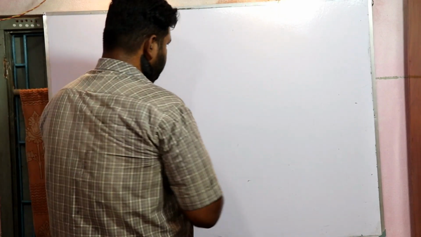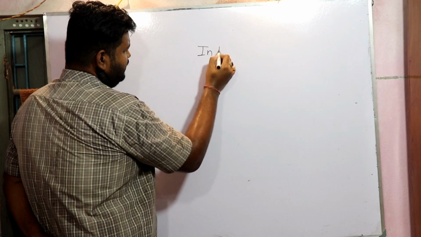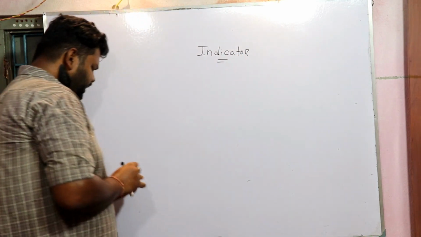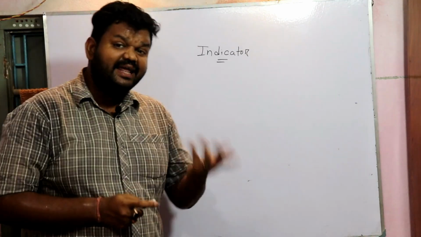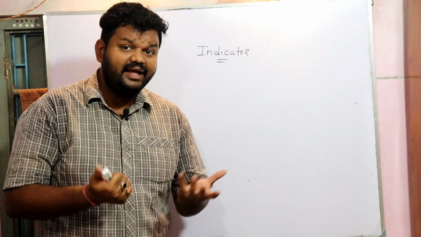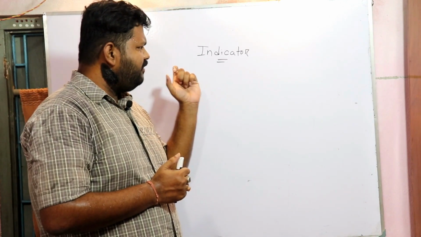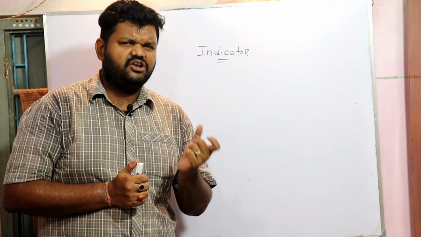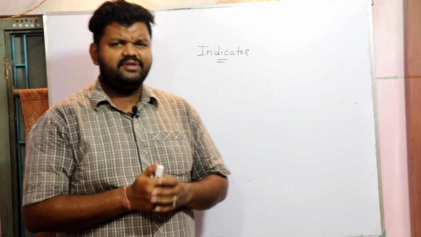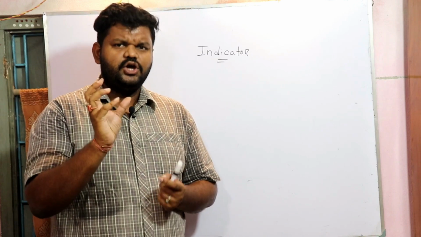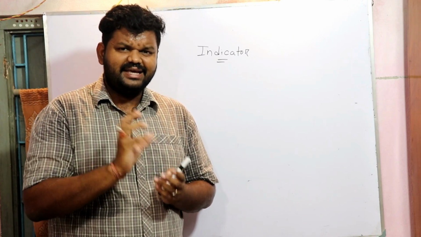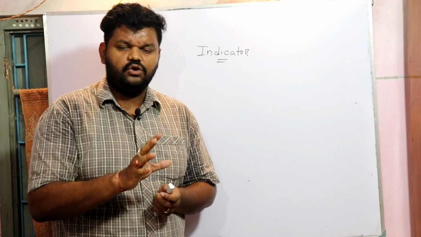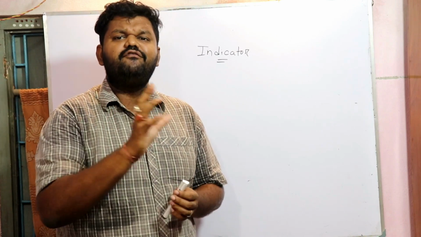Just make a heading: what is an indicator? Indicator means something which is indicating something. What are they indicating? The definition of an indicator: these are the substances which can give different colors or different odors, odors meaning smell, in different solutions.